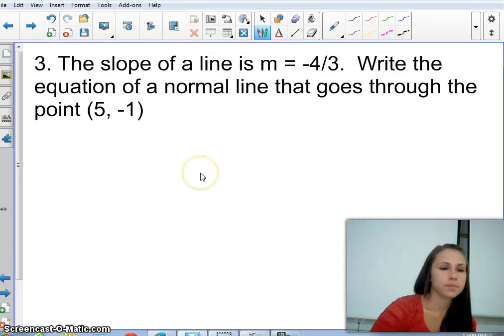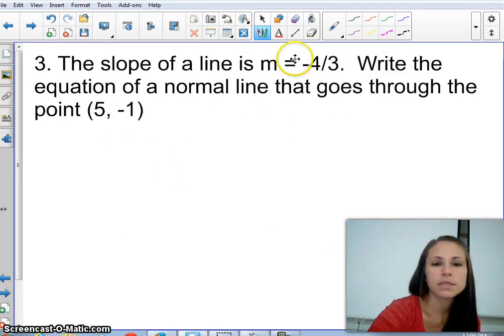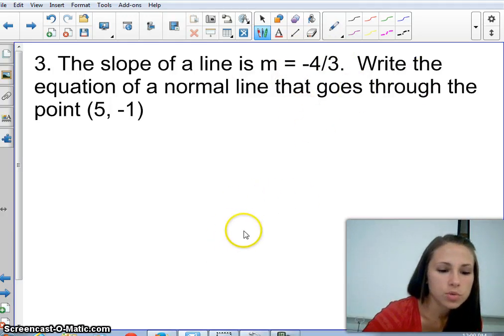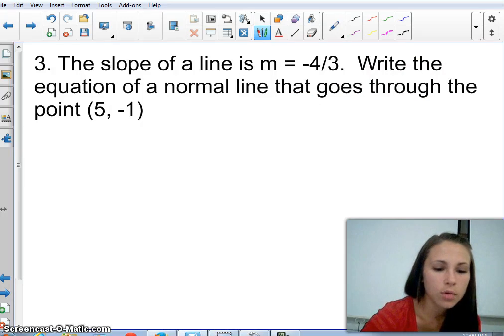Alright, last one. The slope of a line is -4/3. And I don't know if I'll have time to do this one on this video, so I'm going to stop and then I'll record another video.